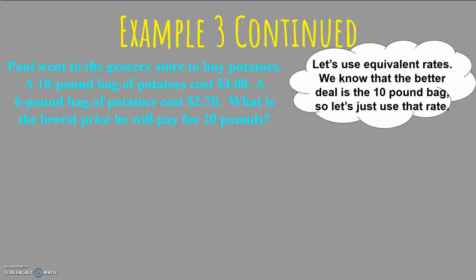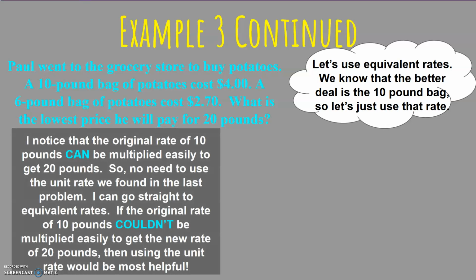Let's use equivalent rates. We already know that the better deal is the 10-pound bag, so we don't even need to use the 6-pound bag. We already know that the 10-pound bag is the better deal. I noticed that the original rate of 10 pounds can be multiplied easily to get 20 pounds, so no need to use the unit rate we found in the last problem. I can go straight to equivalent rates.